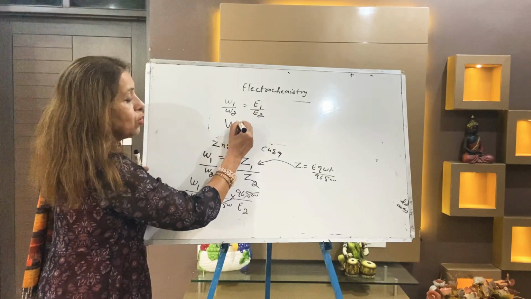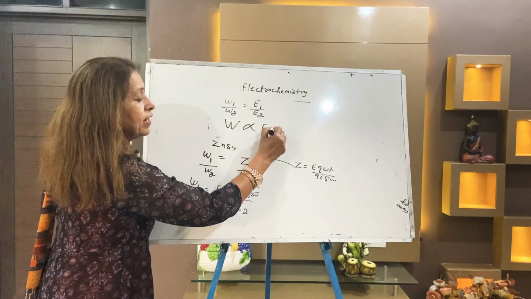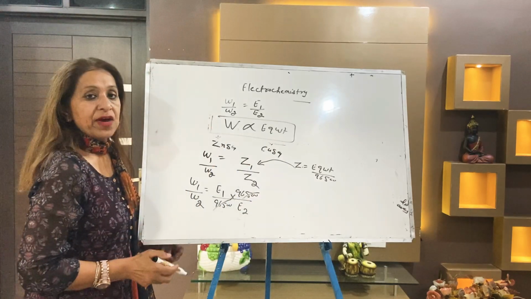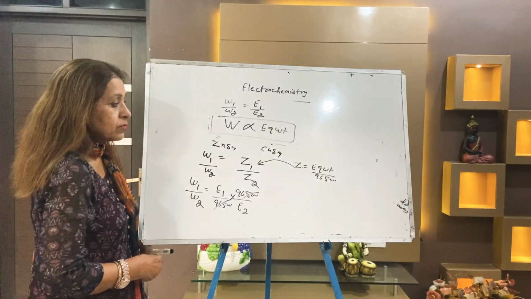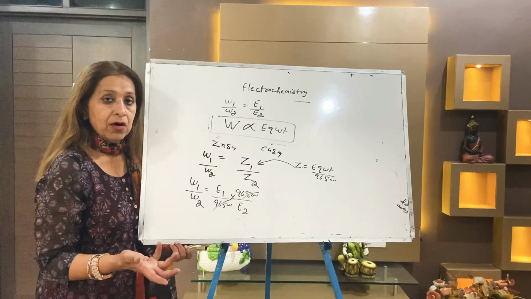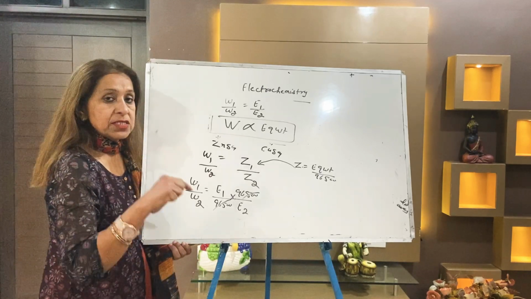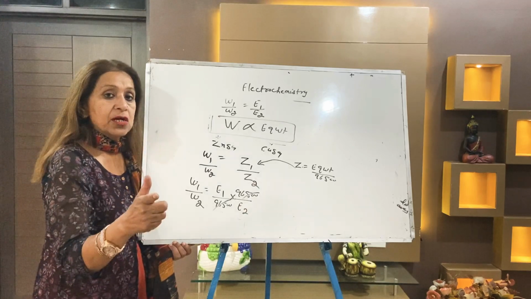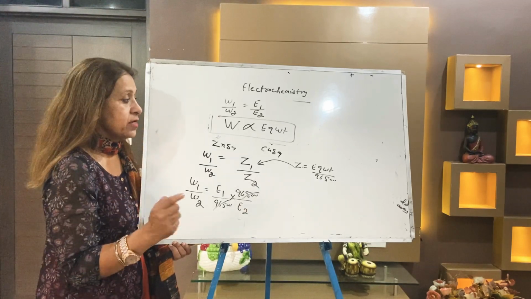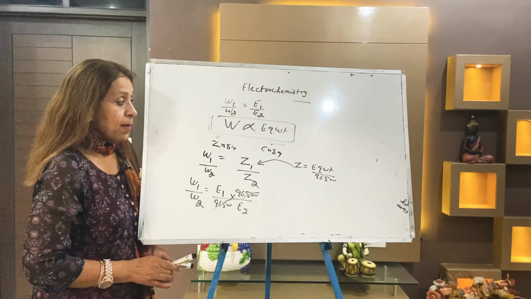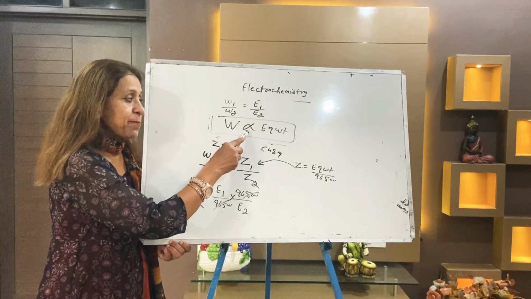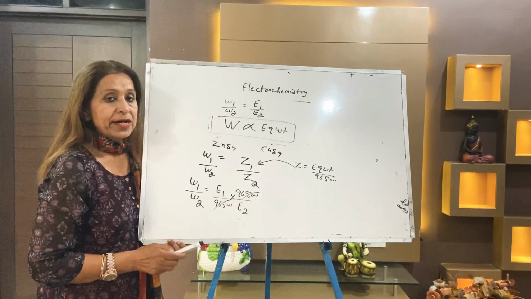That means W is proportional to equivalent weight, E for equivalent weight. So this is Faraday's second law. According to Faraday's second law, again you can write, when the same quantity of electricity is passed in two different solutions connected in series, then the amount of substance liberated, W, is directly proportional to their equivalent weight.